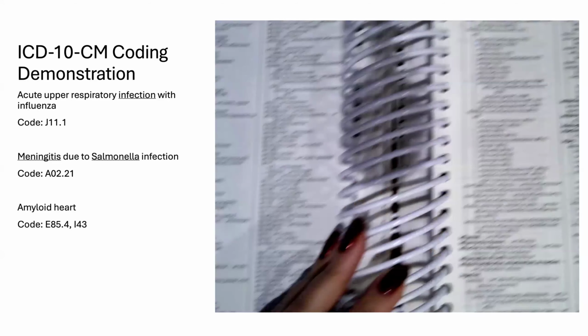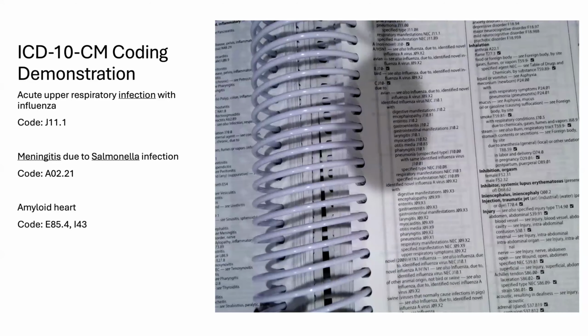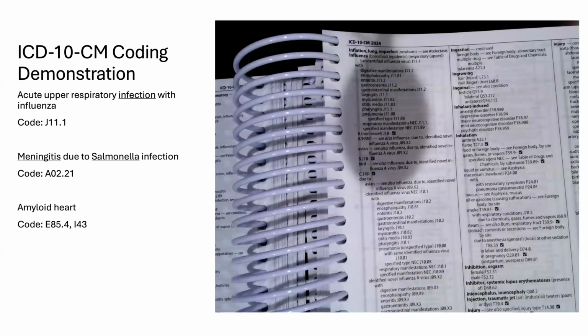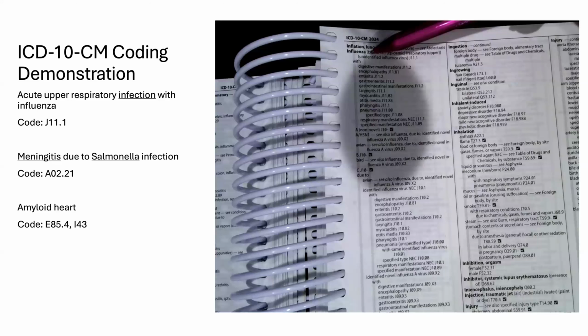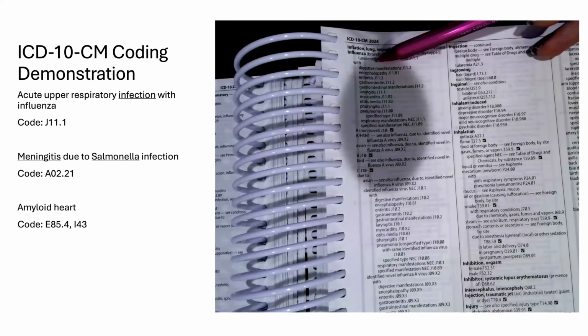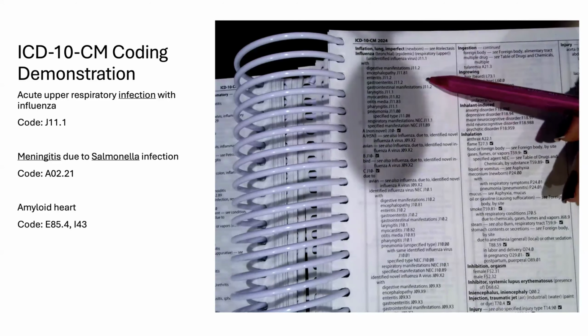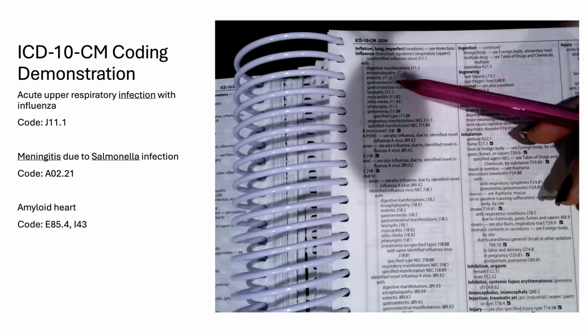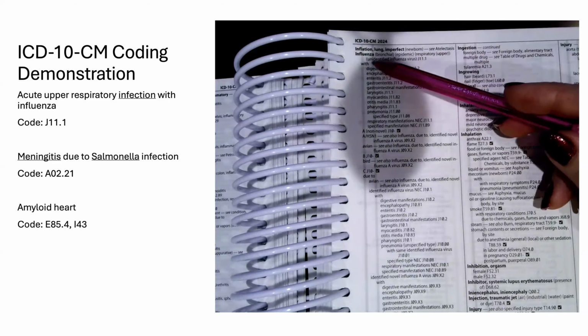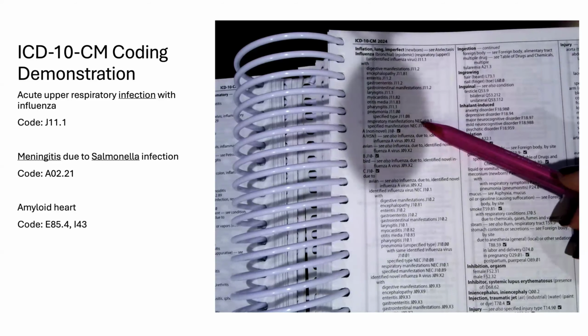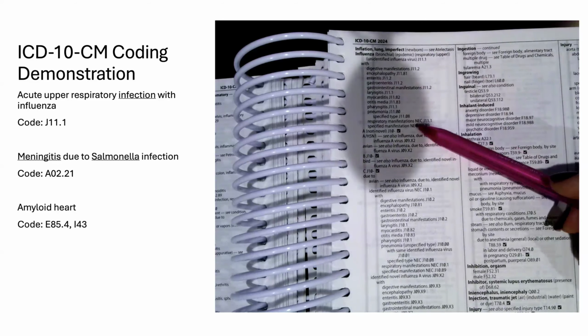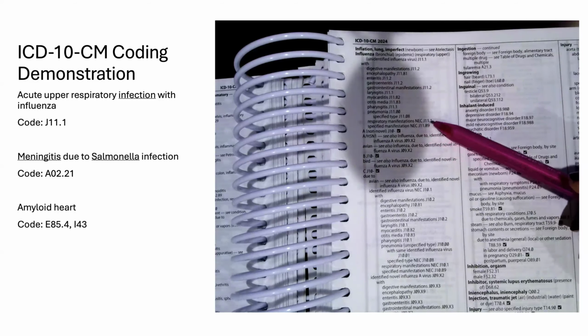And here we have influenza, if you can see that. And then we're going to be looking for with respiratory manifestations. So influenza with respiratory manifestations, because that's what that cross-reference told us. And here we have J11.1.